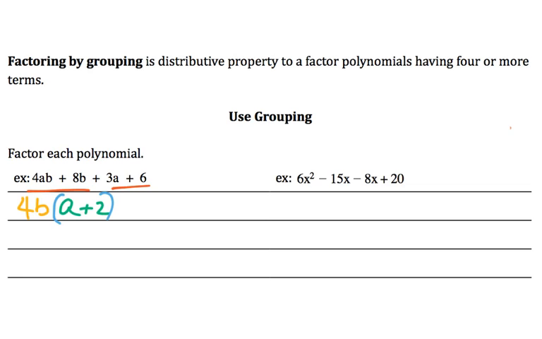Now I move on to these right two terms. So I'll maybe box this to draw a little bit more attention to what I'm looking at. So of these two terms, it looks like I can take out a 3, leaving me with a plus 2. Now notice what we have going on here. We have a plus 2 showing up twice. I'm going to let you look at that for a moment.